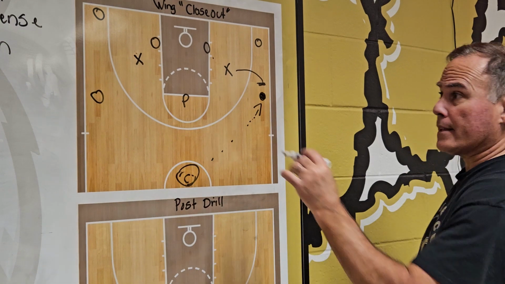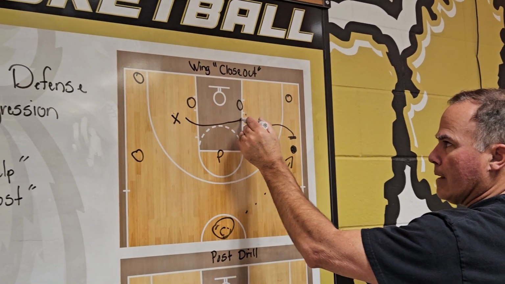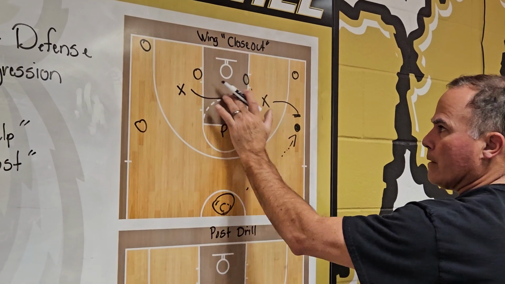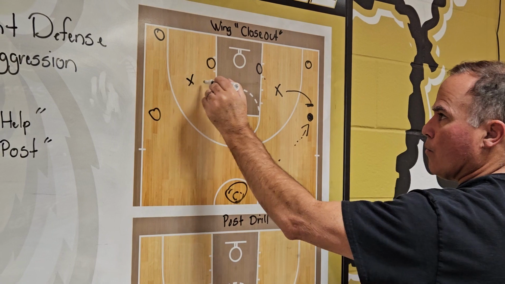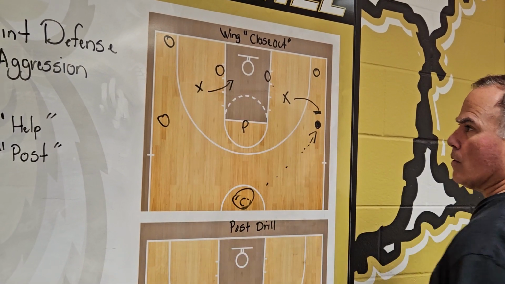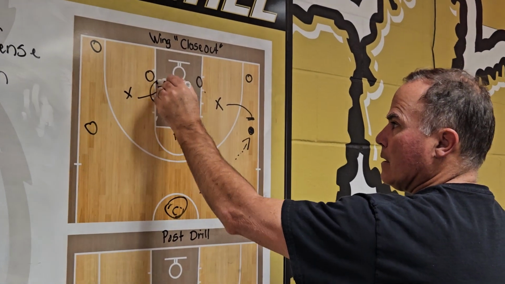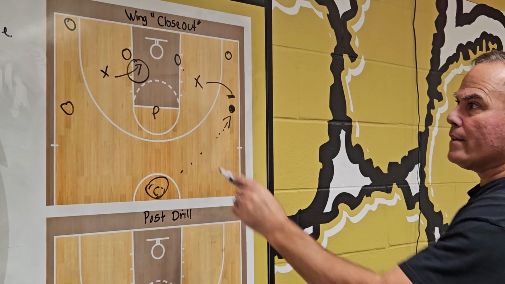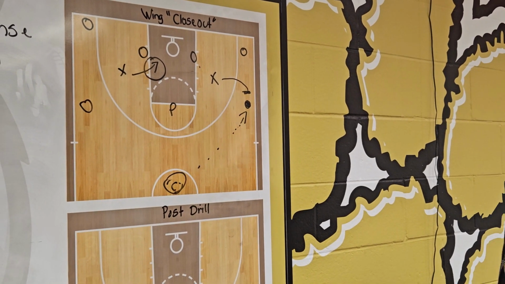You're probably asking, what does this off player do? She will rotate right here, to the weak side. She's in the help position. We always have to have somebody in the help position right here. So that's the next phase.